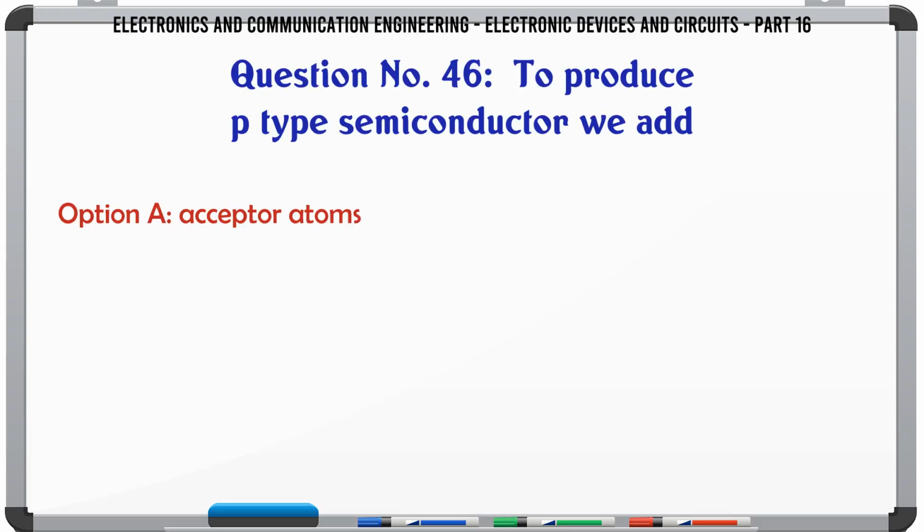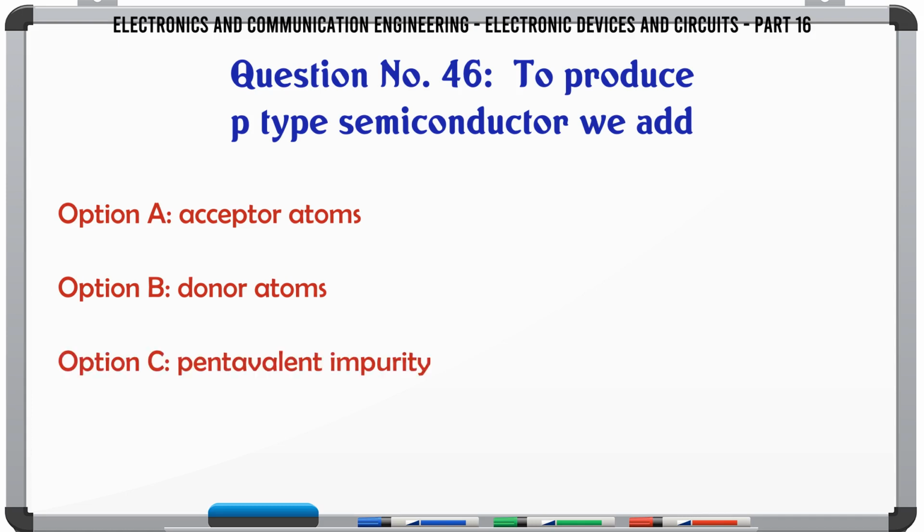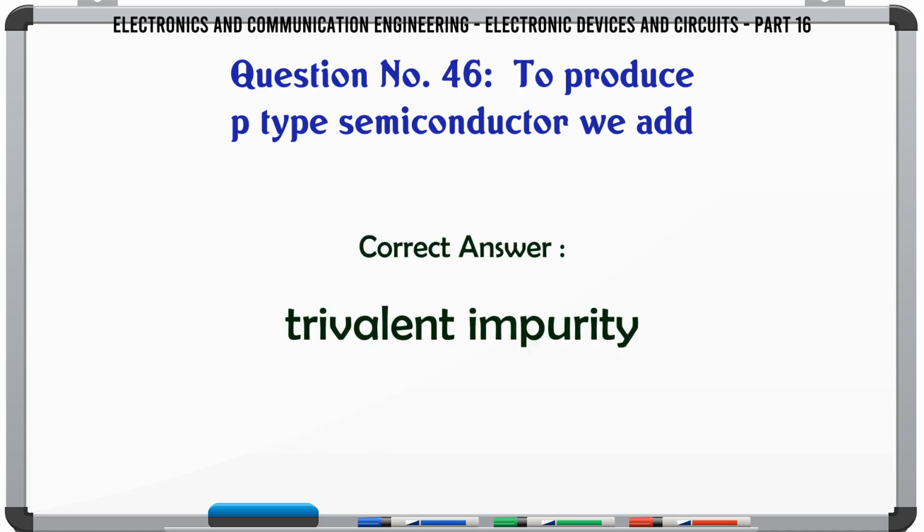To produce p-type semiconductor we add A. acceptor atoms, B. donor atoms, C. pentavalent impurity, D. trivalent impurity. The correct answer is trivalent impurity.